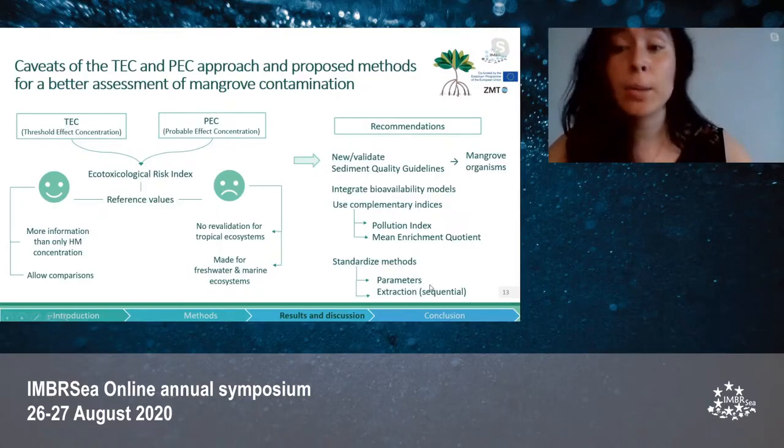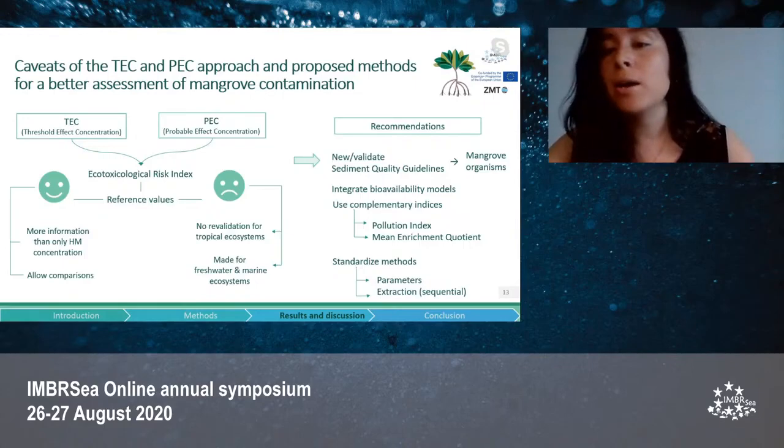At least it should include pH, salinity, organic matter, and grain size fraction, because they determine the bioavailability of heavy metals in sediment. And in terms of the heavy metal extraction, I suggest the sequential one, because that provides information about the geochemical fractionation and therefore the bioavailable part of the heavy metals that are in the sediment at a given moment.